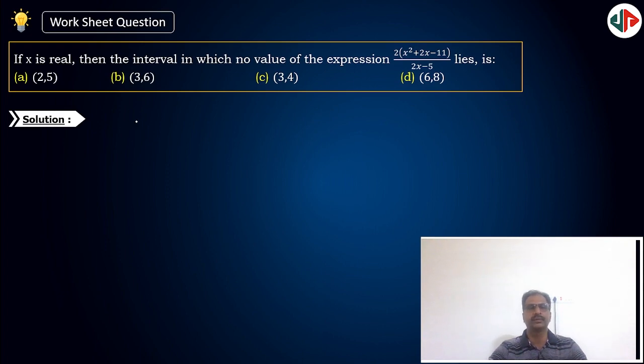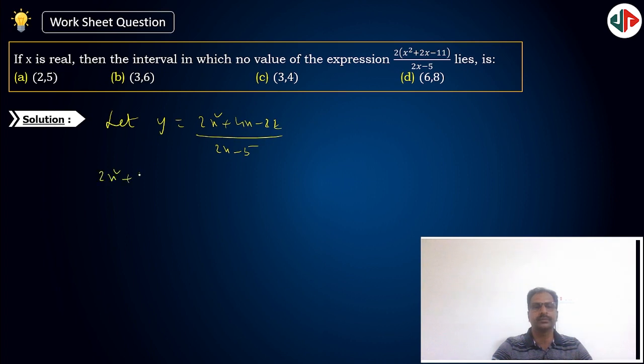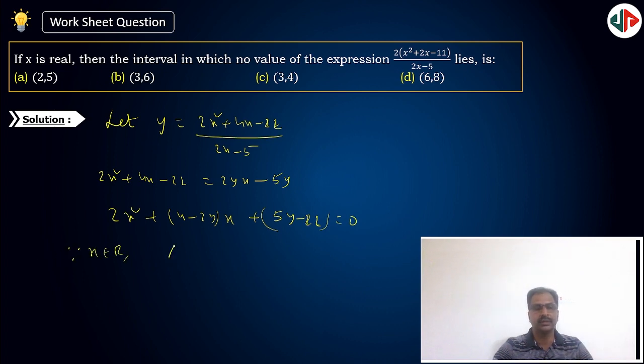Next, if x is a real number, then the interval in which no value of the expression lies. First, consider this as y, do cross multiplication and bring all the terms to one side. So 2y x square, 4 minus 2y into x plus 5y minus 22 is equal to 0. Now, given that x is real, since x is real, discriminant is greater than or equal to 0, implies b square minus 4ac is greater than or equal to 0.